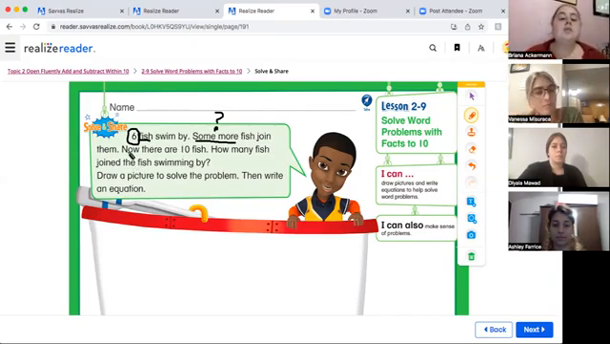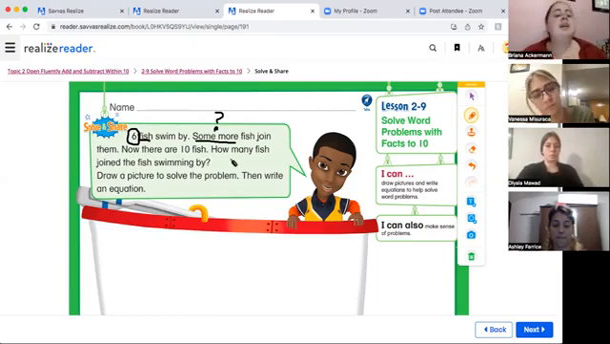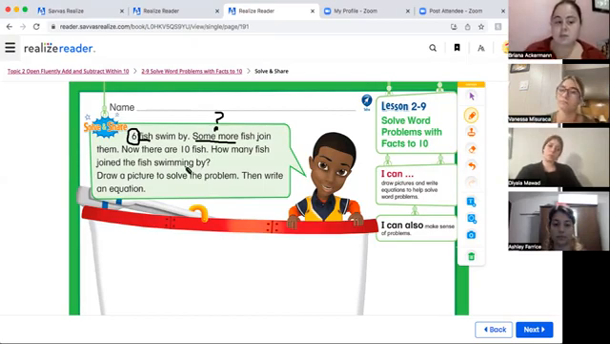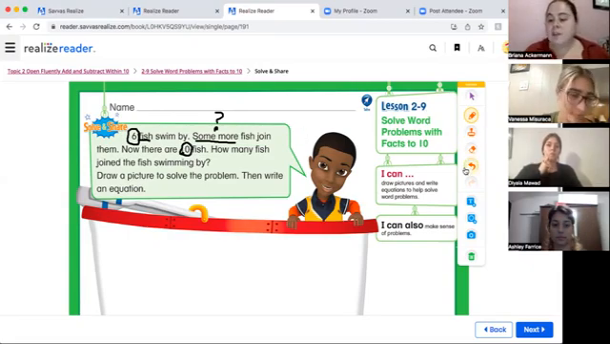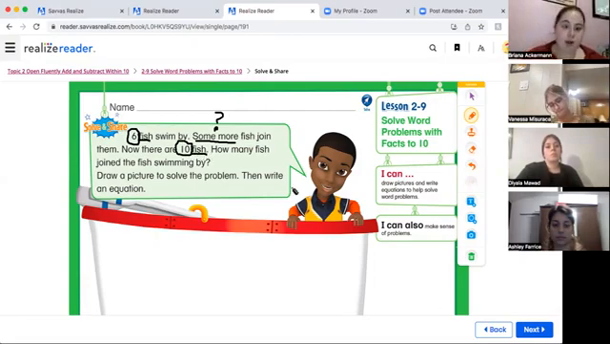Our next sentence says, now there are 10 fish. Is there any important information in this sentence? Vanessa? It says now there are 10 fish. Absolutely. So now we have 10 fish. So after some swam by, the 6 grew into 10. So that is something we should know.